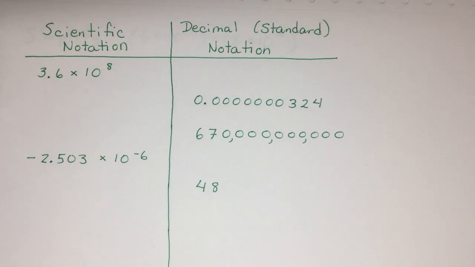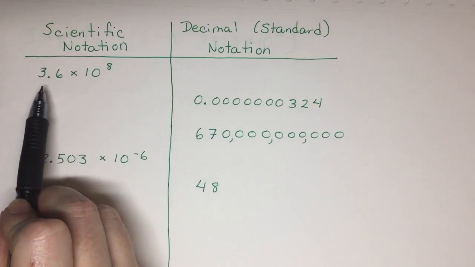For conversion between decimal and scientific notation, the way I like to think about it is whether I have a large number or a small number. A large number is going to be any number greater than 10. A small number is going to be any number less than 1.